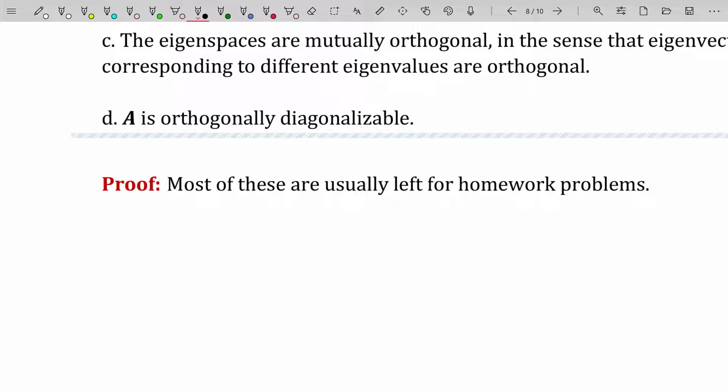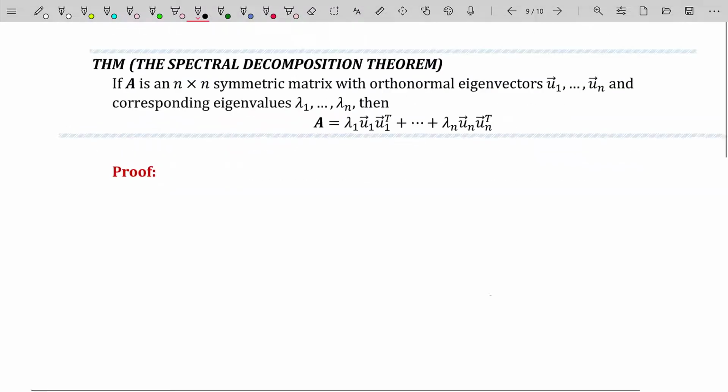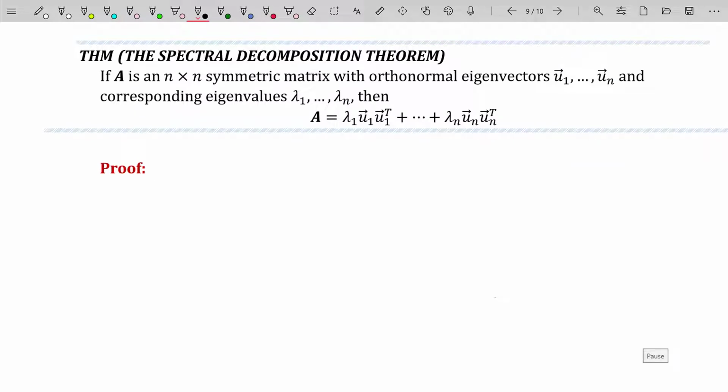However, I will prove the next theorem that we're going to use prior to our final example for this topic. That final theorem is called the Spectral Decomposition Theorem because it's very spooky, it's spectral. So suppose you have a matrix A, it's square, n by n, and it's symmetric, with orthonormal eigenvectors, u sub 1 through u sub n, and corresponding eigenvalues lambda sub 1 through lambda sub n.